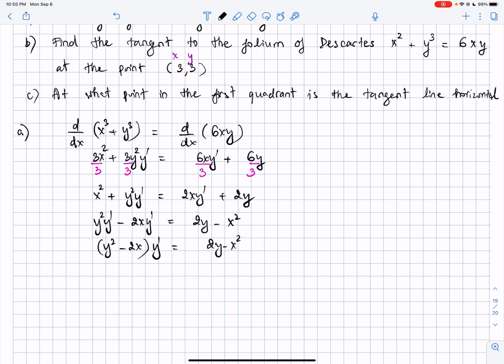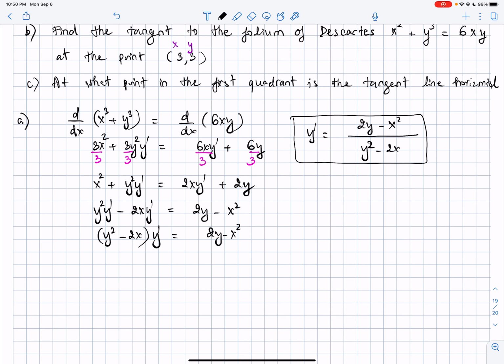And the last step is I solve for y prime by dividing both sides by y squared minus 2x. Then my y prime will be 2y minus x squared divided by y squared minus 2x.